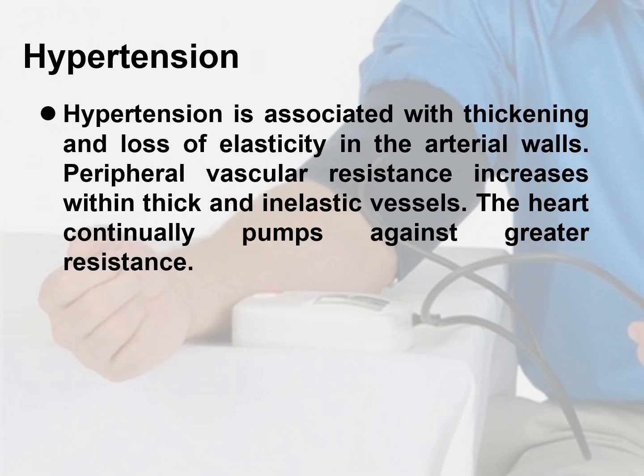Hypertension is associated with thickening and loss of elasticity in the arterial walls. Peripheral vascular resistance increases within thick and inelastic vessels. The heart continually pumps against greater resistance. As a result, blood flow to vital organs such as heart, brain, and kidney decreases.